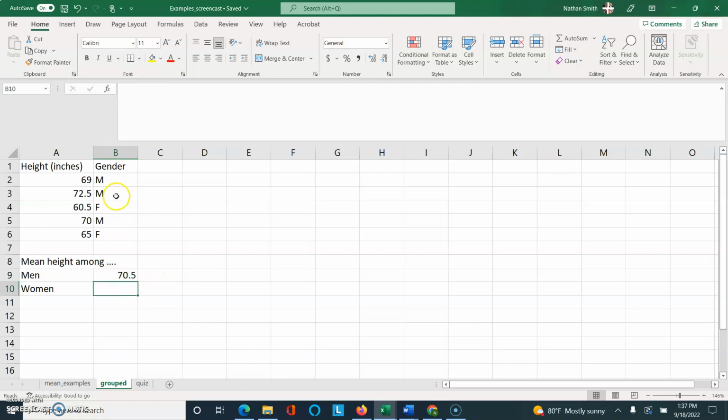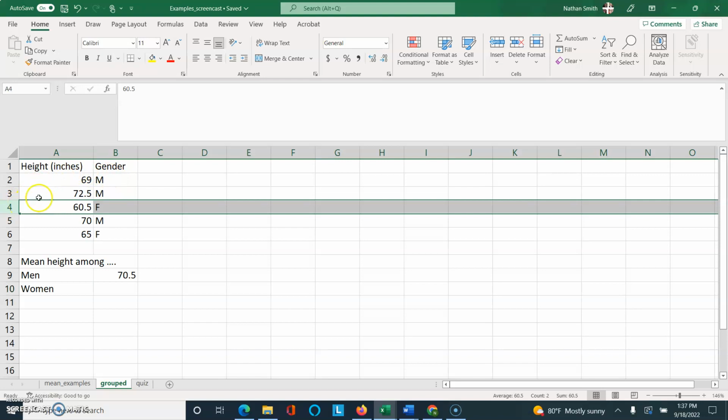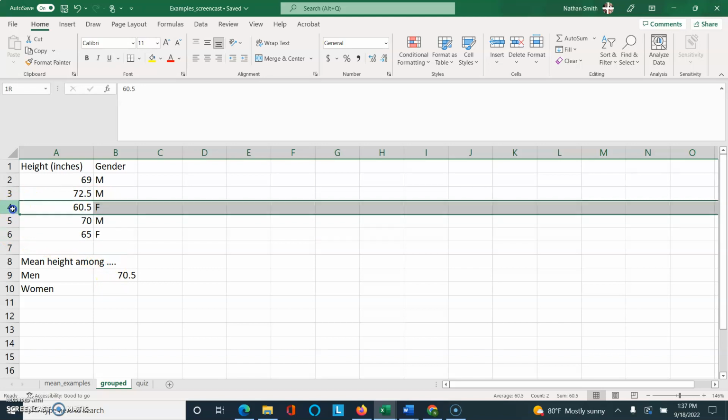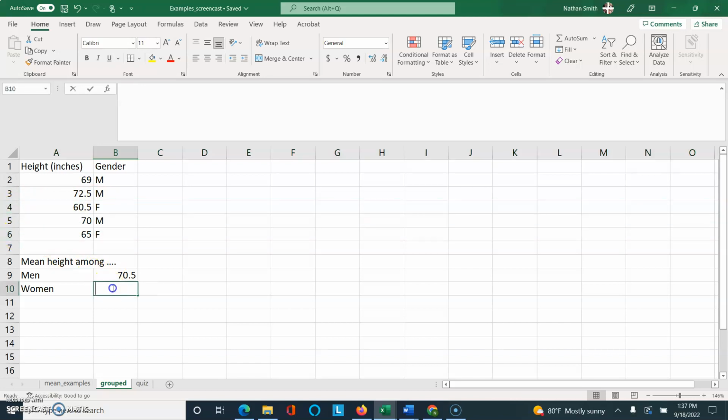Now for women, eyeball the data set. I have a female here in row 3 and a female here in row 5. So my mean is only going to be the average of those 2. I'll take my 60.5 inch female, add 65, divide by 2, and you should get 62.75. So that's a quick overview about what the mean is, what it actually represents, and its pitfalls in terms of being sensitive to outliers.